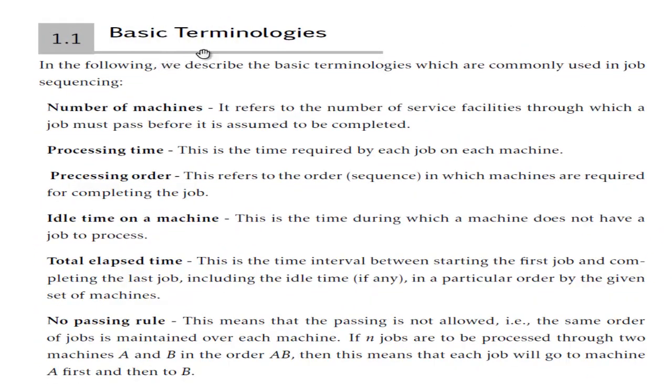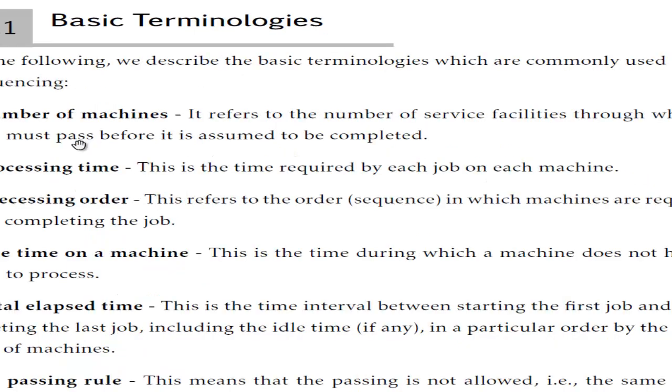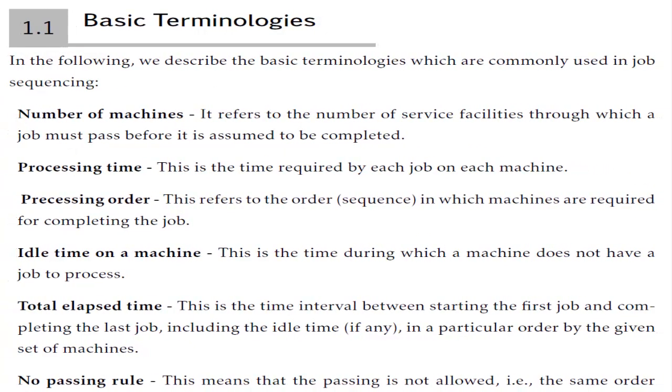So what are the basic terminologies here? Firstly, the number of machines, that is how many machines you are having. We will be dealing with either two machines or three machines only, but in real time there could be hundreds of machines. So what are the machines? They are processing units which will do some kind of processing on the jobs, or service facilities, we can say. The jobs must pass through these processing units before they are completed.